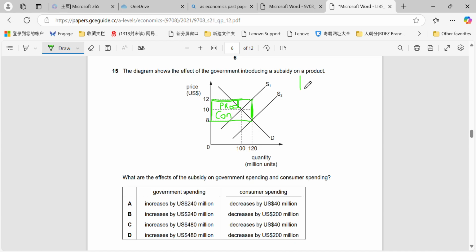So therefore, the total value of the subsidy would be that area, which is 12 minus 8 gives us 4, multiplied by, because subsidies are given per unit, remember, so it's multiplied by the new quantity, which is 120, and that would give us $480 million, which is the total government spending.